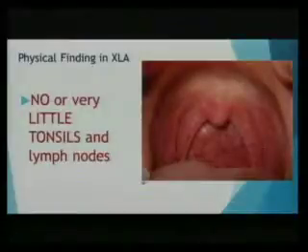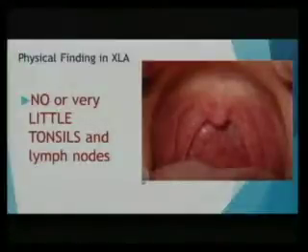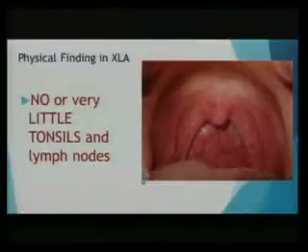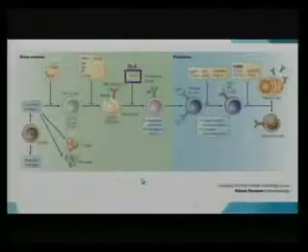As I mentioned earlier, there's one physical finding that you would see in XLA: no or very little tonsils and lymph nodes. And so early on, when you're doing your physical examinations on your babies, just make sure they do have lymph nodes and tonsils, because if you don't, you should be concerned. And you can consult allergy and immunology or get immunoglobulin levels, especially if you know they've had recurrent infections. The other thing, sometimes you'll see a little bit older children, and just remember that sometimes these older children already had tonsillectomies and adenoidectomies, so just be aware of that.